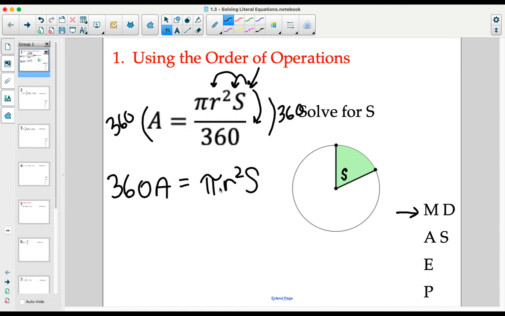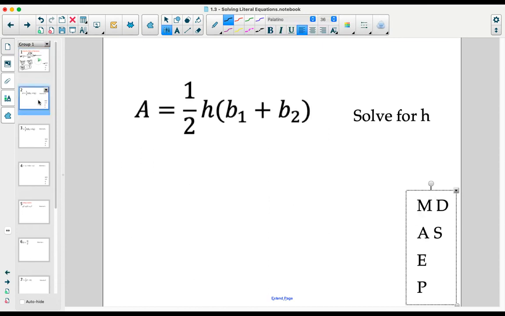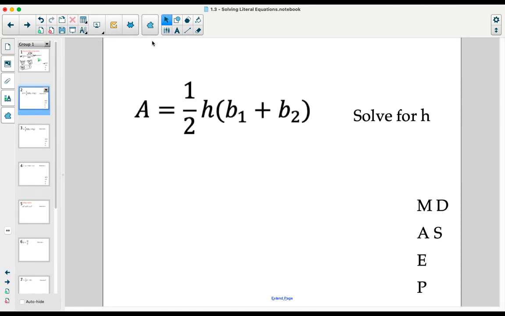Instead of dealing with the pi and the r squared in two different steps, because they're both multiplications, we can handle them in one step, and we get rid of pi r squared all in one move. These two will simplify to 1, and we're left with S is equal to 360A over pi r squared. We solve for S by using the inverted order of operations. In this next example, we're going to do something similar.